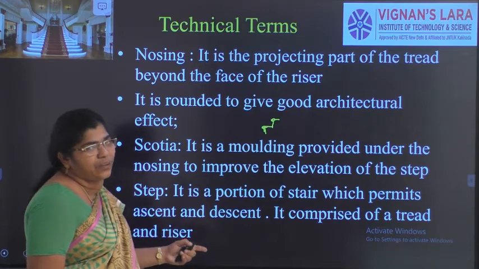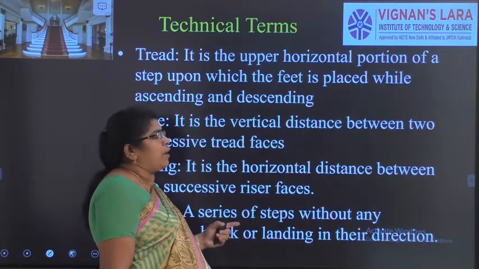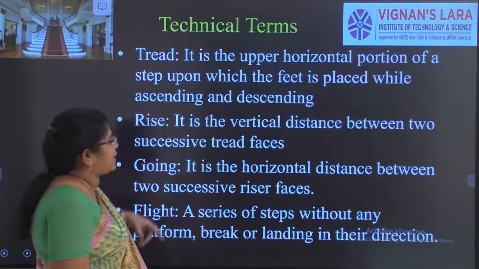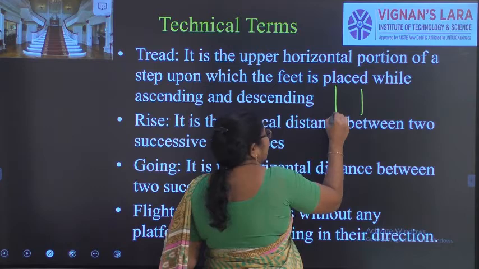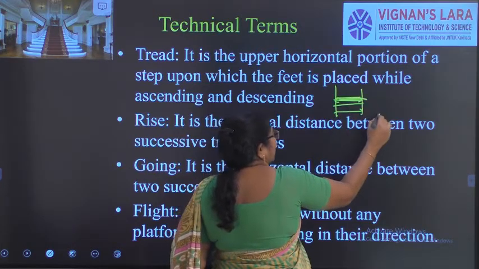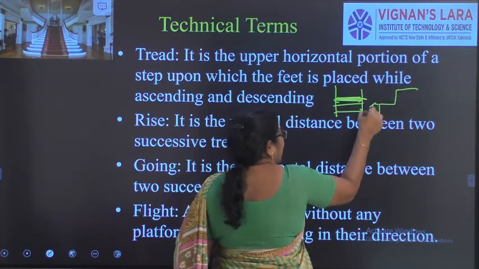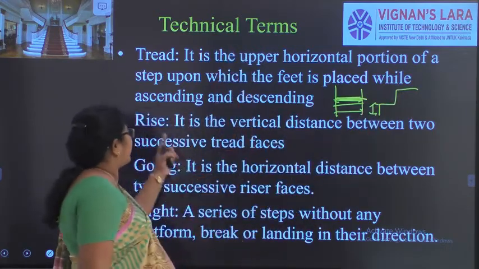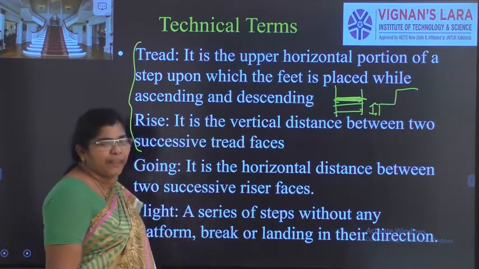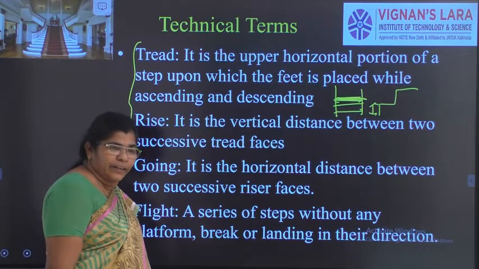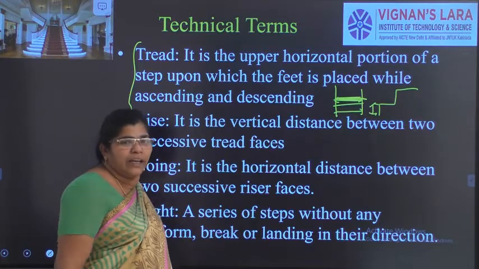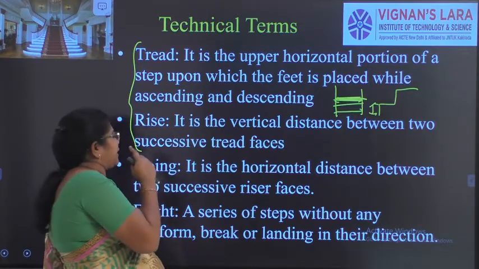Step I already told you: the small vertical and horizontal parts that form the staircase we call the steps. And thread, if I am going to have the staircase, here, this horizontal member I call a thread. This vertical member I call the riser. So this riser and thread differs from each type of building, whether it is a residential building or a hospital building, whether it is a college or a mall, everything. This riser and thread differs.